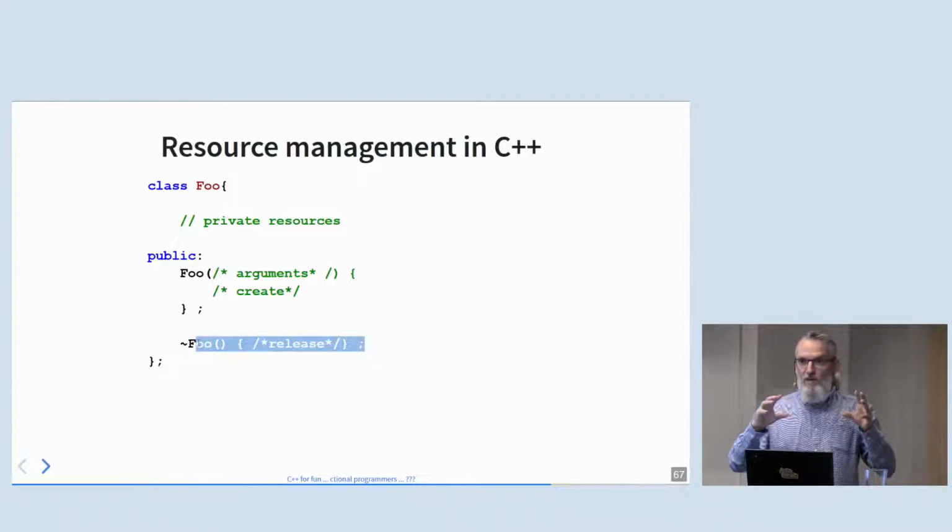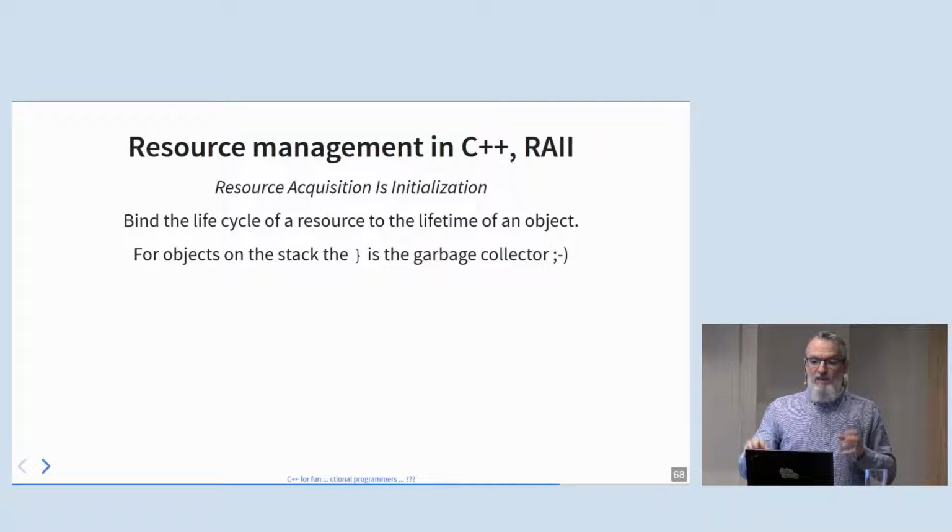And this is, of course, maybe a little bit a lot. You need to work with this. But there is a pattern for this. It's called resource acquisition is initialization. We don't have good marketing terms in C++, but it is what it is. So basically, you bind the lifetime of a resource, which can be memory, sockets, whatever, to the lifetime of an object. And for an object on the stack, the closing bracket is the garbage collector. So there is no black magic about memory handling.